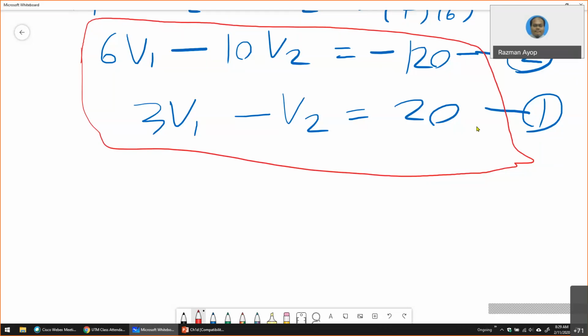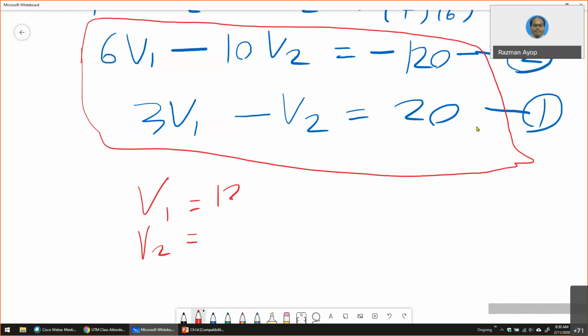So what is the answer? So what is V1 and what is V2? Anybody got the answer? V1 is 40 over 3. Use decimal point. When you give the answer, please give it in decimal point. Don't use fraction.